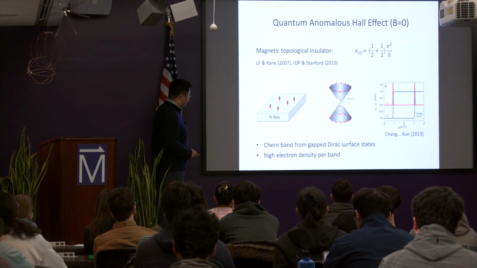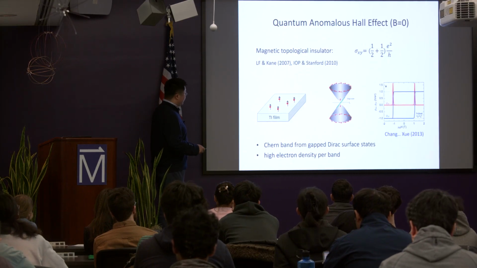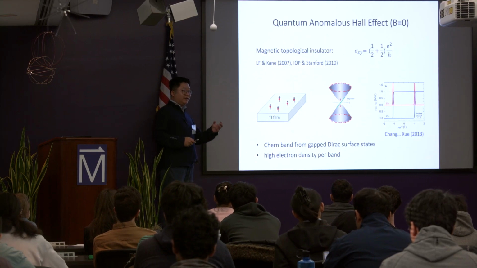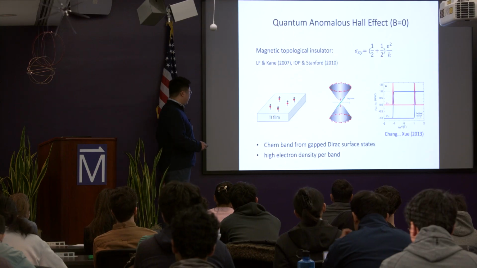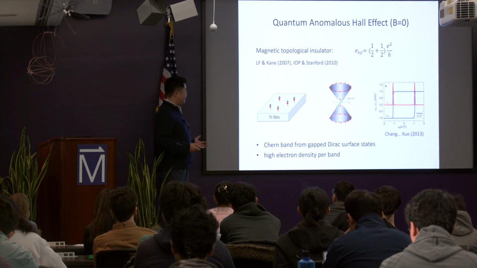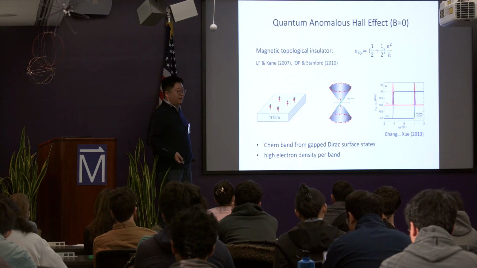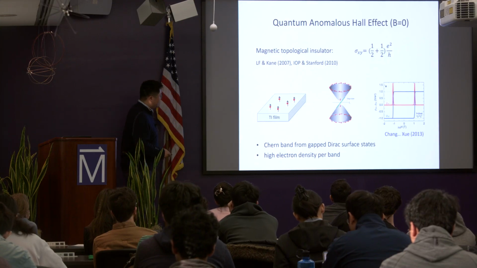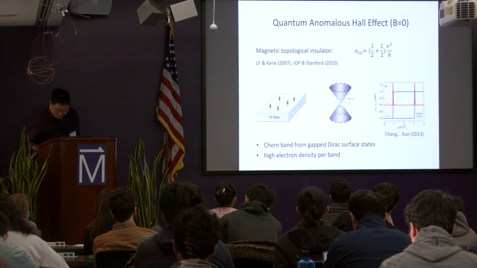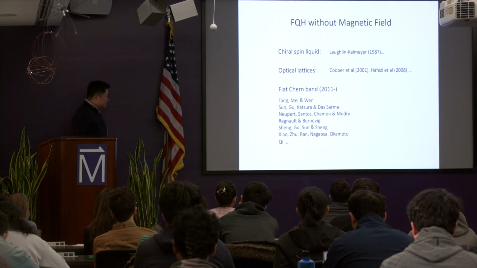In this system, there's no chance, because each band here hosts a very high density of electrons. These are systems with an atomic scale unit cell, and the density that corresponds to 1/3 or 2/3 filling of this band is extremely high. There's no way to use electrostatic gating to achieve this regime. And also in this system, the Chern band is very dispersive. It has a large bandwidth, and it's not at all flat.